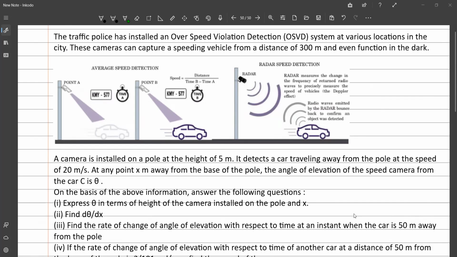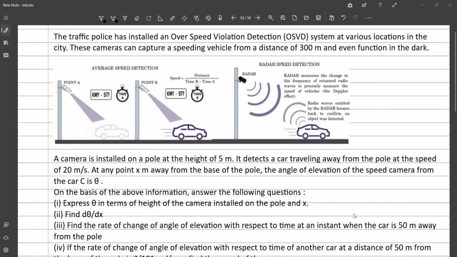part here is the height of the pole is a constant. It's 5 meters. It is given already. It's a constant. What changes is the distance between the car and the pole. And it is also given in the question: at any point x meters away from the base of the pole, the angle of elevation of the speed camera from the car is theta.